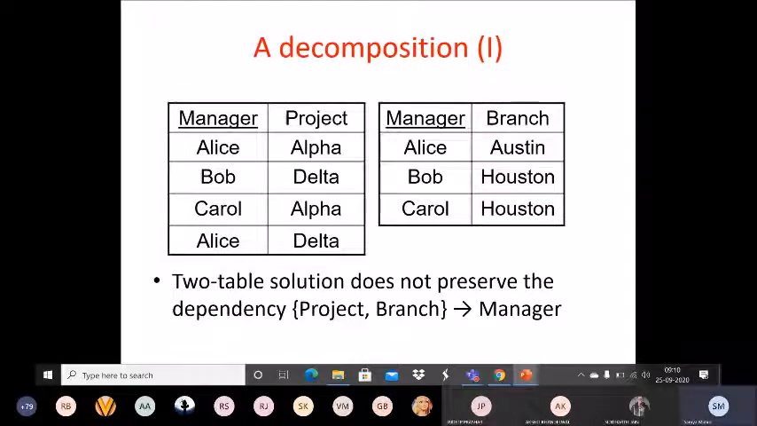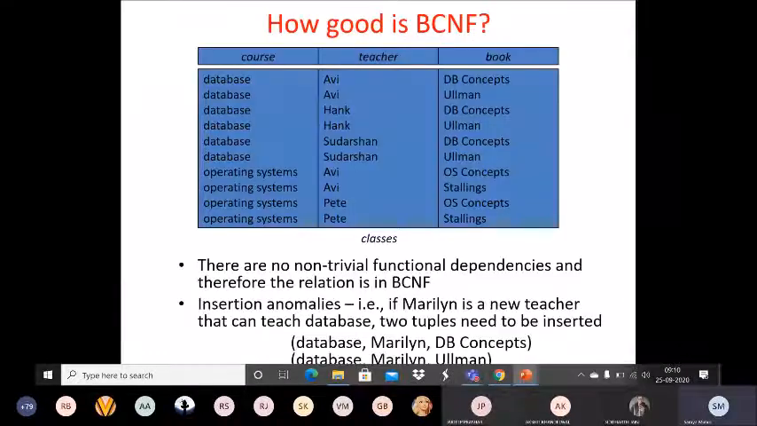So take another example. So we will see how good BCNF is, and then you can tell me. Think about this table.